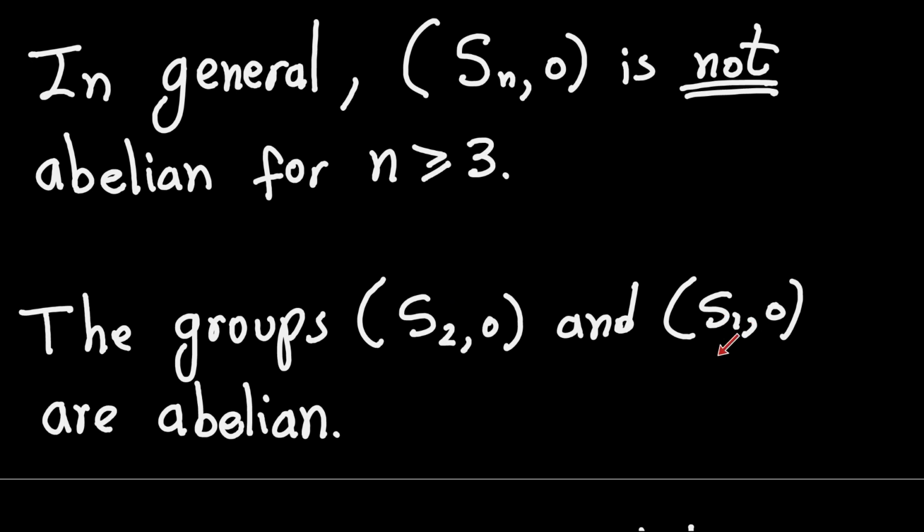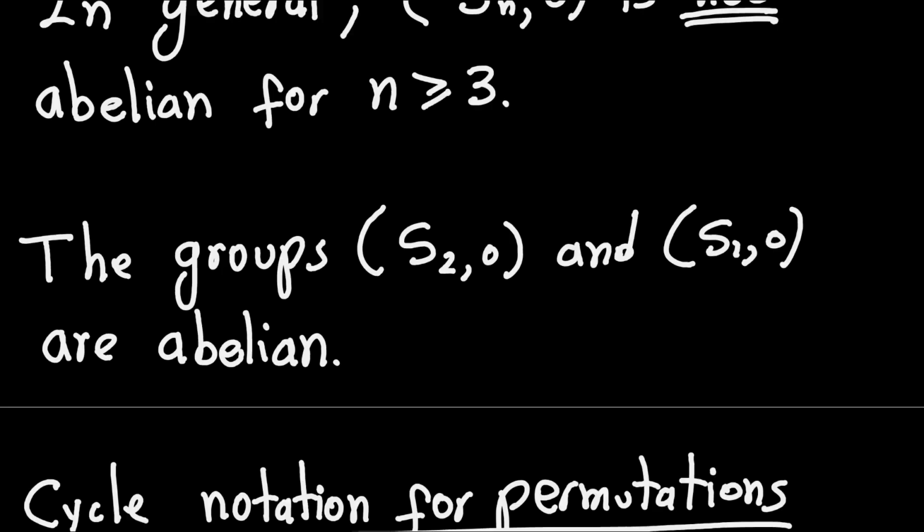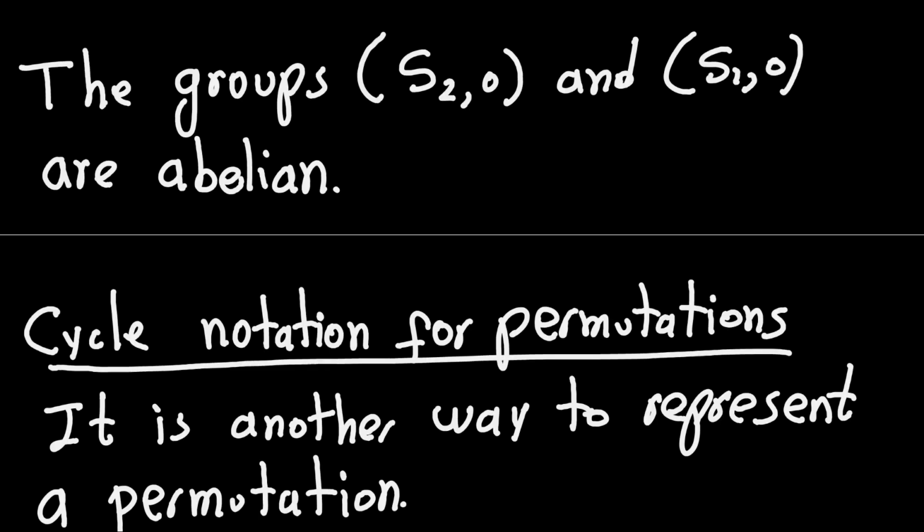And for S1, there is only one element, and that has to be the identity because this is a group. So these two have to be abelian. But if you increase the n by a little bit more, to 3, then that is not abelian anymore, and it is not abelian for any number bigger than 3. So that's another example of groups that are not abelian.